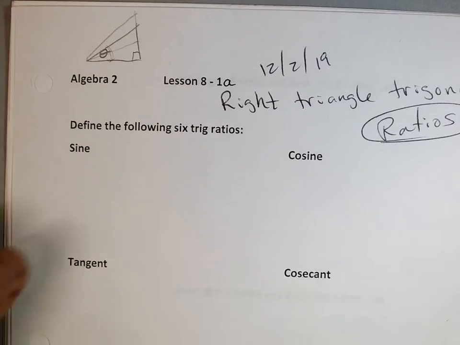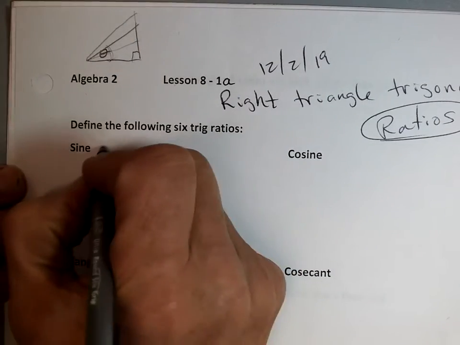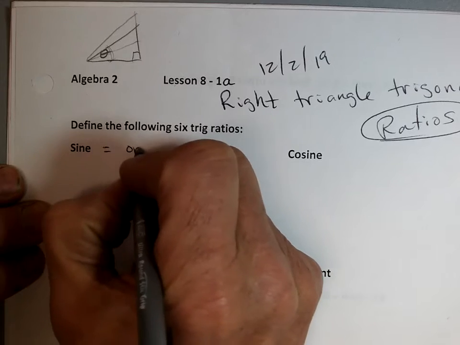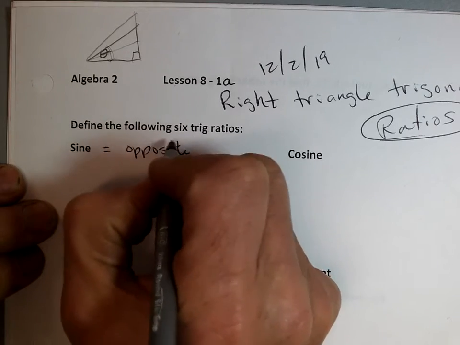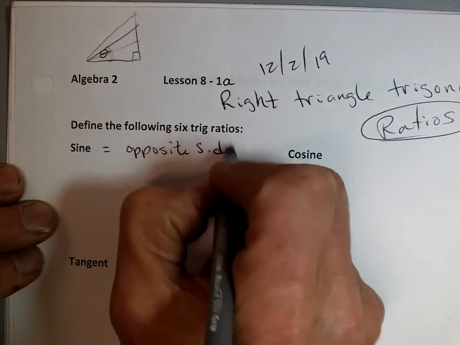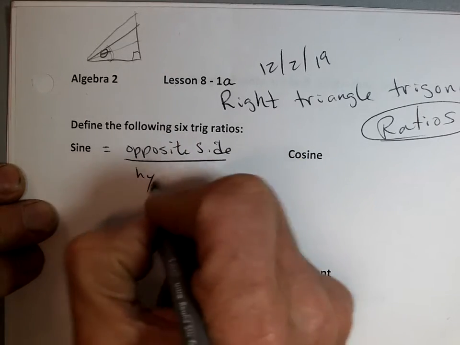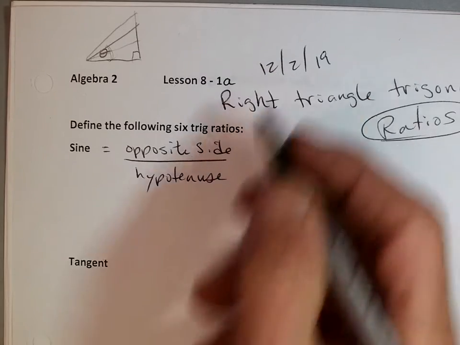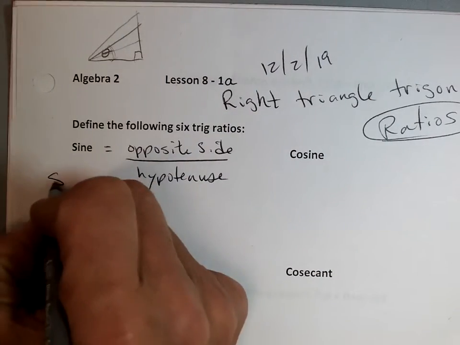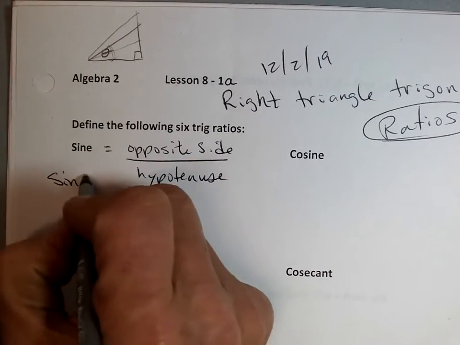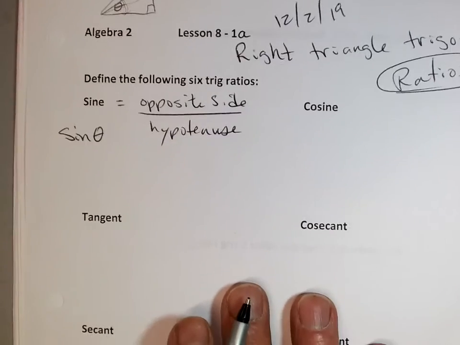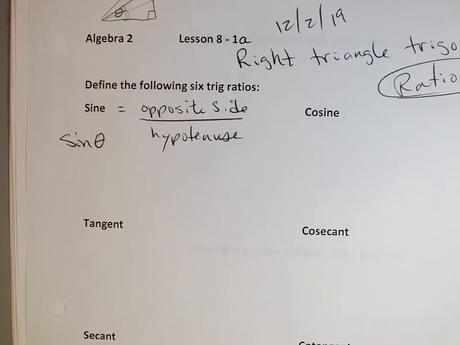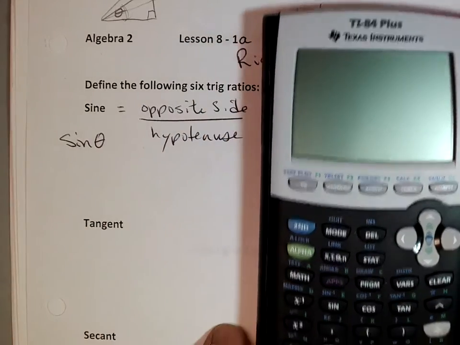We do know sine, which we talked about. Sine is equal to the opposite side over the hypotenuse. Okay? And we just say S-I-N, sine theta. It's not sin. That's for church. It's sine. And in your calculator, you'll see a button, S-I-N.